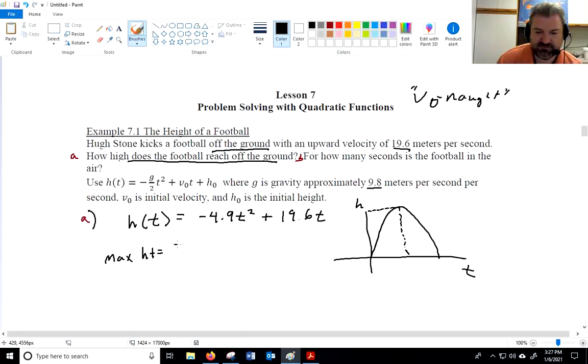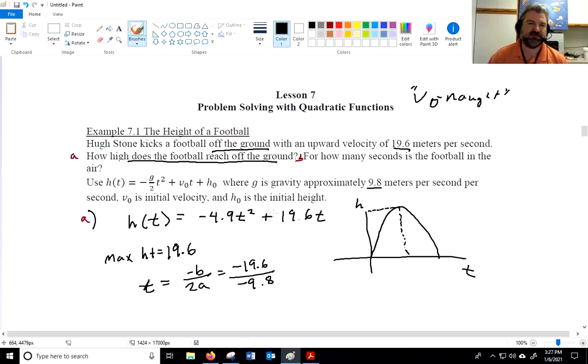is equal to 19.6. Now, how would we find that value if we didn't want to have to graph it on a graphing calculator? Well, since this is a vertex, we have a formula for the vertex. The vertex occurs at an x value, or in this case a t value, at -b divided by 2a. So I would do -19.6 divided by -2 times a, which in this case is 9.8. Which is kind of an interesting result.